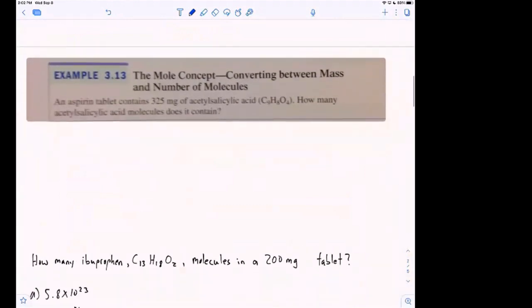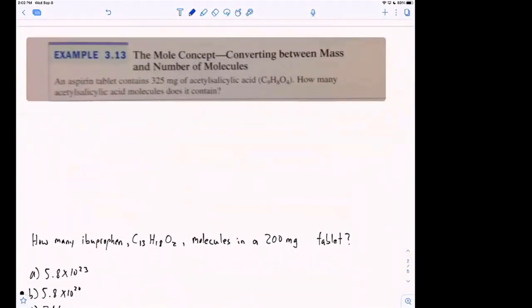Okay, so now the dimensional analysis. I mentioned you'll see lots and lots of dimensional analysis. An aspirin tablet contains 325 milligrams of acetylsalicylic acid. How many acetylsalicylic acid molecules are contained? By a stroke of luck, aspirin is about 180 grams per mole. That's not a very common number, though. For sugars, it's common. But acetylsalicylic acid, what is it exactly? It's 180.15.